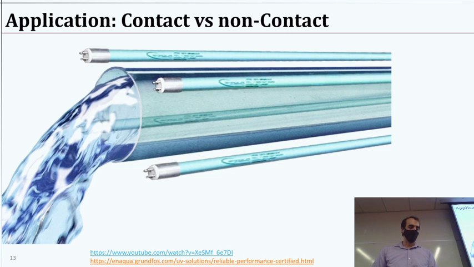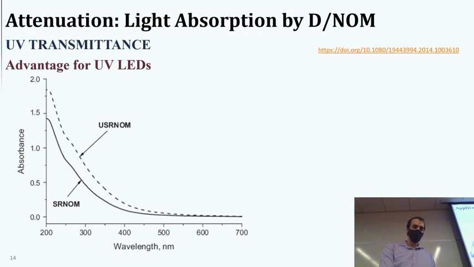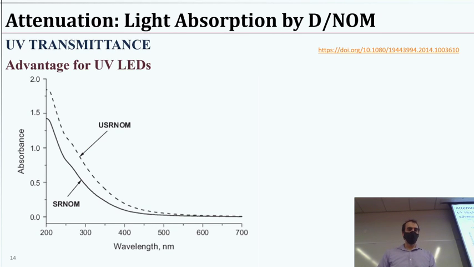That's very common, but UV is also used for drinking water applications as well. And so he was talking about UV transmittance, and I mentioned earlier one more reason why UV LEDs might kind of take the cake in terms of the market. So if we look at 254 nanometers here on this plot, these are the absorbance values for 2 different natural organic matter samples. So we've got Suwannee River natural organic matter, and then some other river natural organic matter.